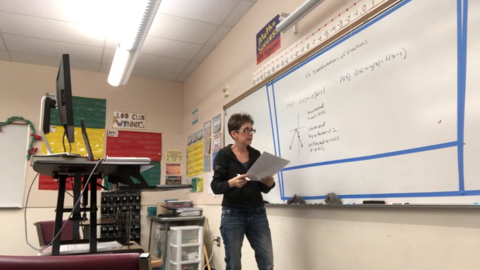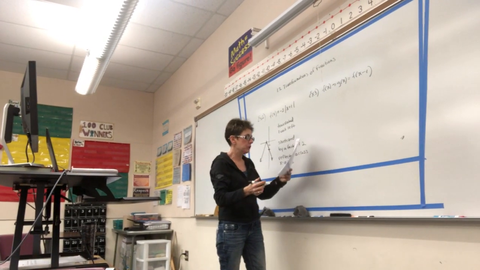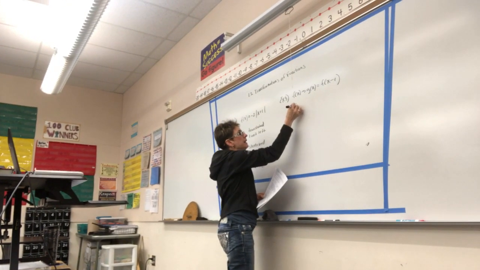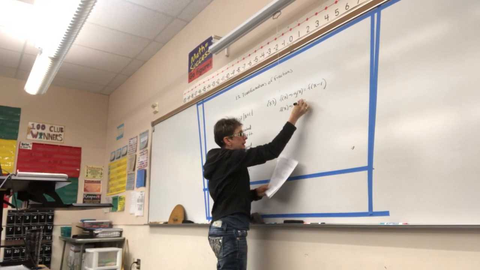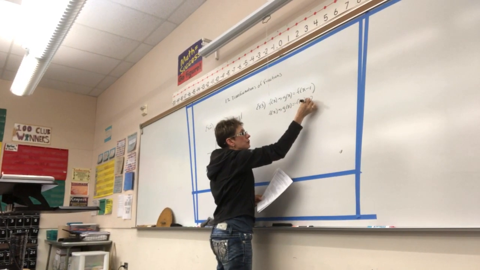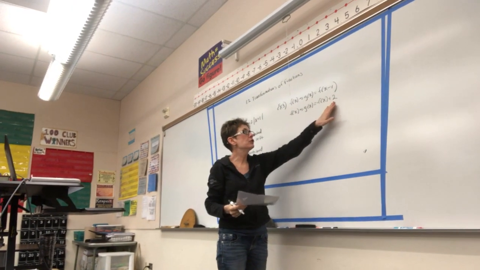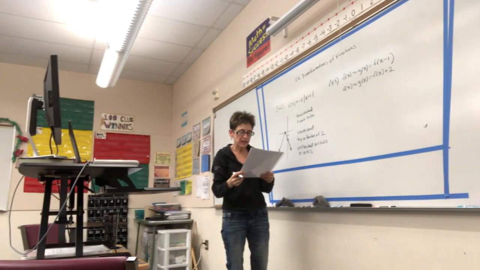So anytime that we see a minus 1 next to an x in the parentheses, that means a translation 1 unit right. If we want to talk about a vertical translation up 2 units, then f of x would become g of x, which would be f of x plus 2. So when you see the plus 2 not in the parentheses with the x, that means that we're going up by 2.